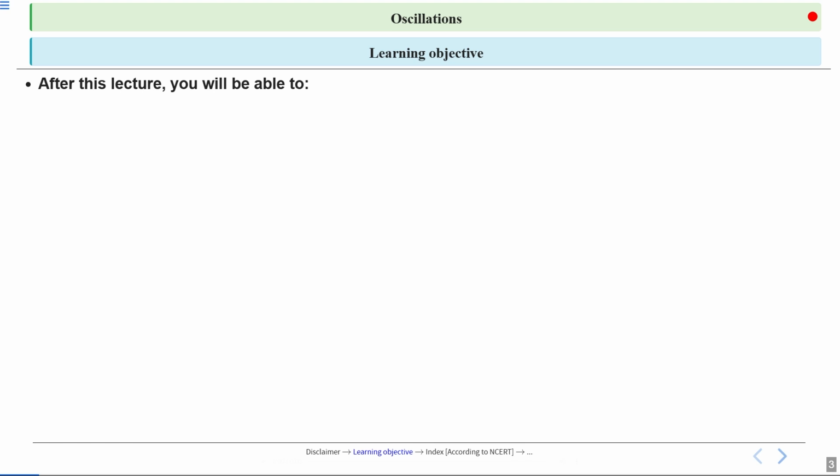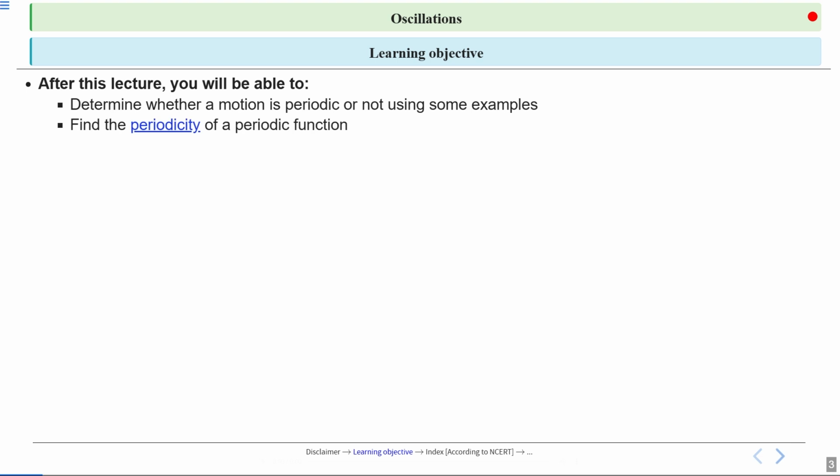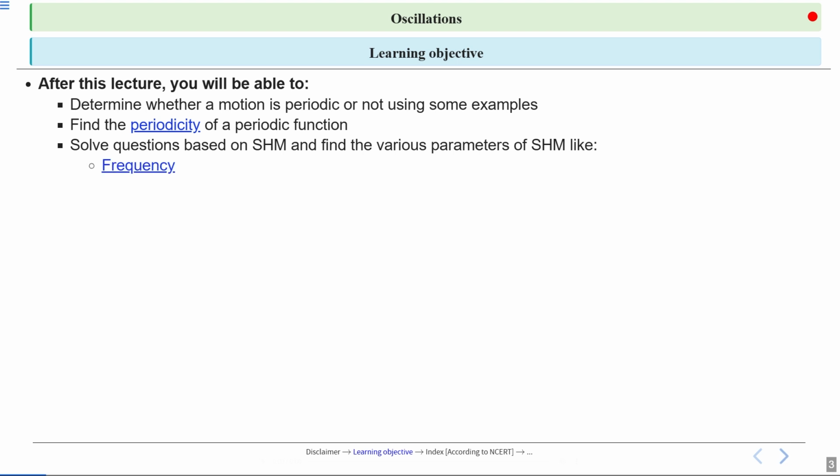Learning objective. After this lecture you will be able to determine whether a motion is periodic or not using some examples. Find the periodicity of a periodic function. Solve questions based on SHM and find the various parameters of SHM like frequency, time period, acceleration, velocity, position as a function of time.